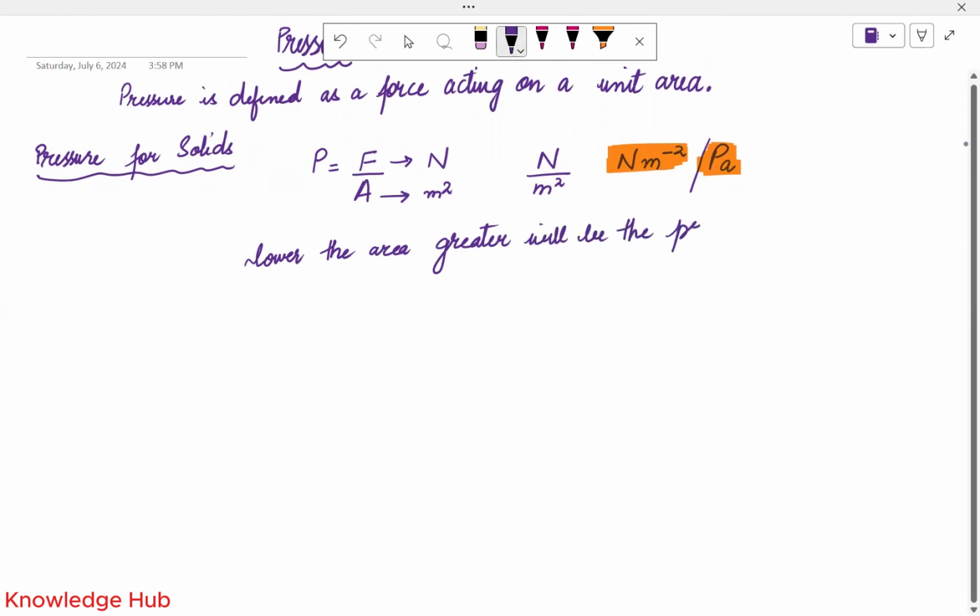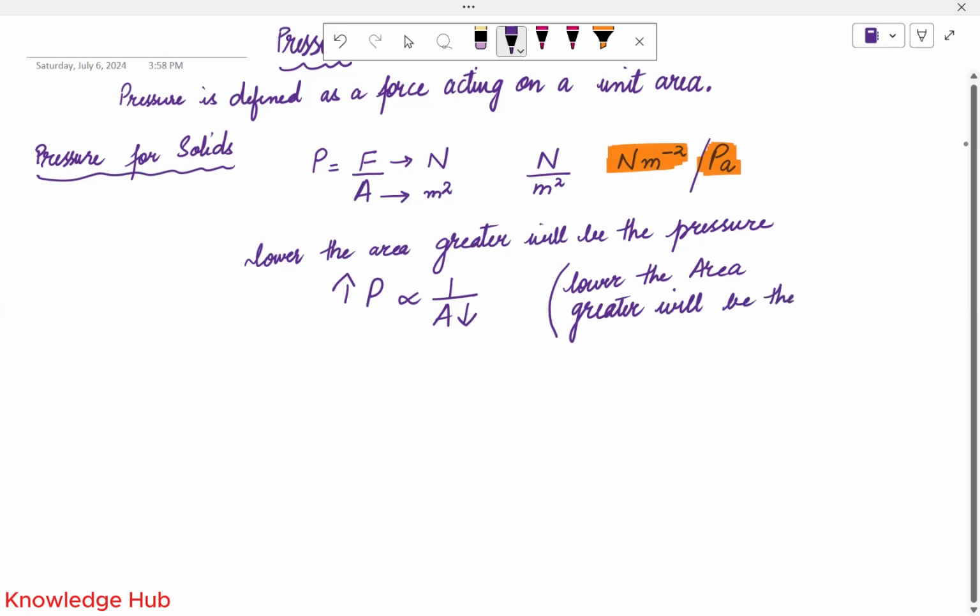How can we say that? Because we know that here pressure and area are inversely proportional. So lower the area, greater will be the pressure. This is a very important observation that lower the area, greater will be the pressure exerted.